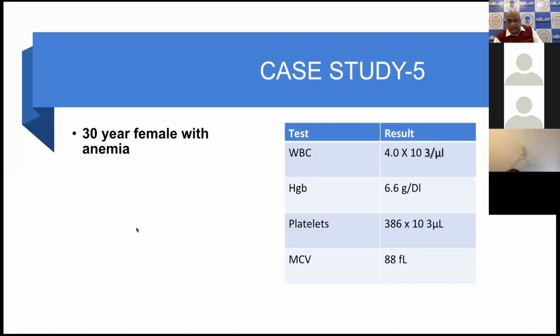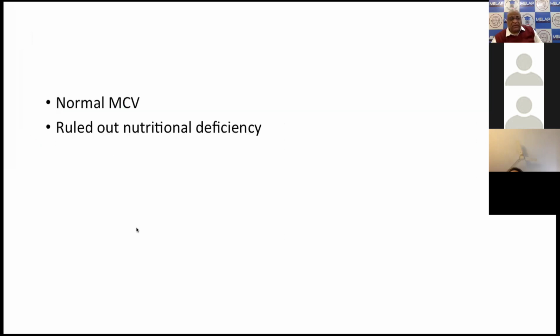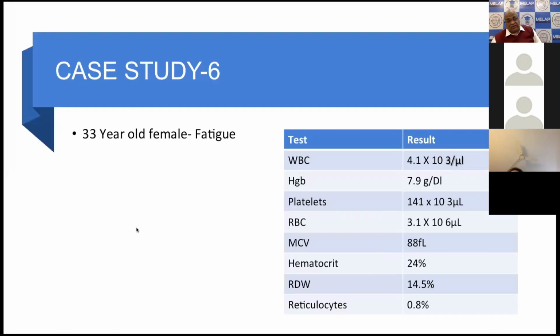A 30-year-old female with anemia. In this, hemoglobin 6.6, MCV 88. They thought this is normocytic normochromic anemia, and they ruled out nutritional anemia based on this MCV. But we just discussed, it does not tell us about variation in the red cell population. When the peripheral smear was examined carefully, there were macrocytes as well as microcytes. It was nutritional anemia, which was ruled out on the basis of a normal MCV.